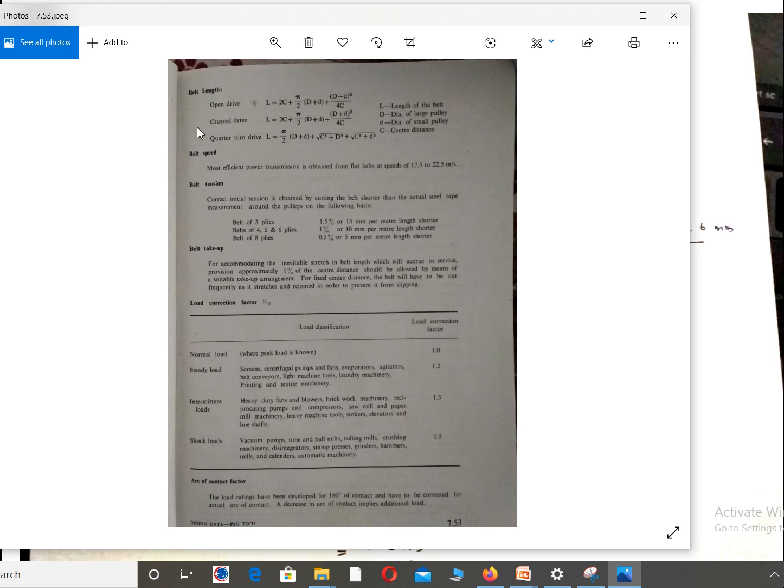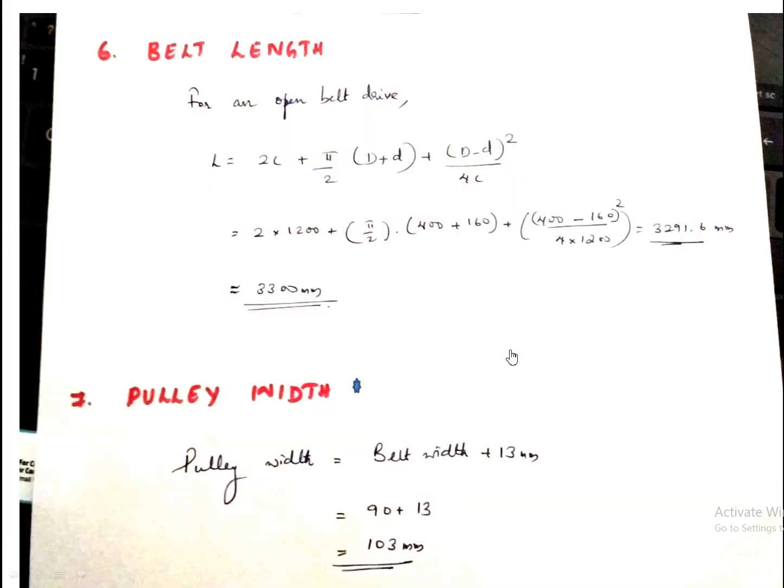Now depending upon the other condition, for example, if it is a closed belt drive, select the next equation. Quarter turn drive means select the next equation. So depending upon the condition, you need to select. Similarly, there are different other values also. For some tricky questions, you need to check these values also. So be familiar with your data book page. So with this, you'll get the length, and on substituting all these values, the length was obtained as 3,300 mm.